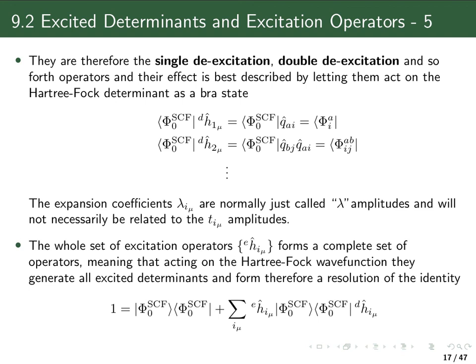The final thing which we are going to need later on is that the whole set of these excitation and de-excitation operators forms a complete set of operators, meaning that one can use it as the resolution of the identity. So one can be written as this projection operator with the Hartree-Fock wave function, and then a sum over all the projection operators, including the excited determinants, which we can generate in the ket by using the excitation operators, and in the bra we can generate them by using the de-excitation operators.